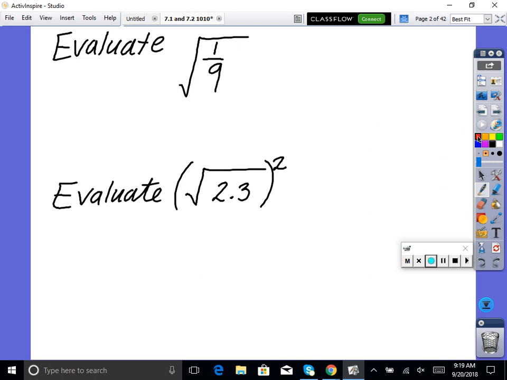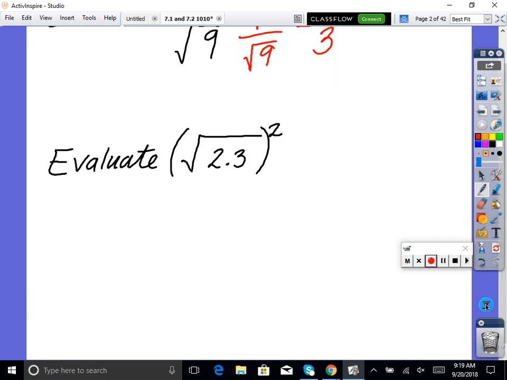Okay, so if I said to you, evaluate. If you have fractions, the rule is split them up every time. That's always the rule. So square root of 1 on top is 1. Square root of 9 is 3. So we just go with the primary root, 1/3.